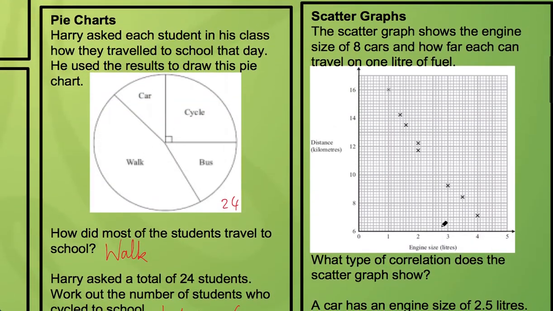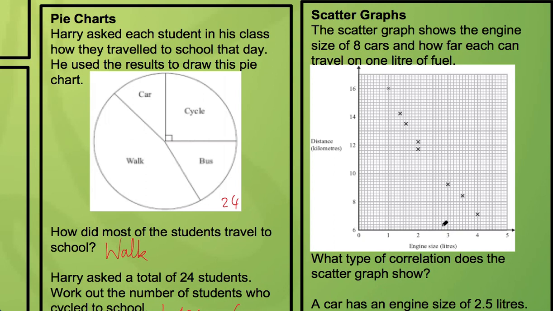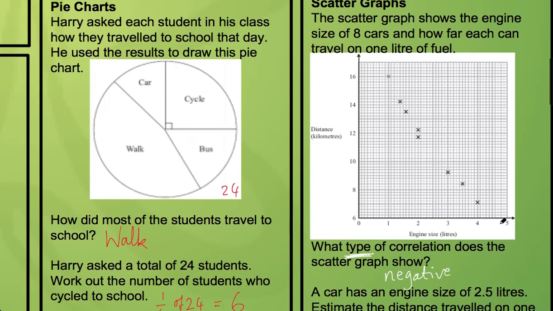Finally, scatter graphs. So the scatter graph shows the engine size of 8 cars and how far each can travel on 1 litre of fuel. What type of correlation does the scatter graph show? It's asking for a type of correlation which is either positive, negative, or no correlation. In this case, it's a downhill slope, that the pattern that's made by the dots, so this is negative correlation, just like that line would have a negative gradient, negative correlation.